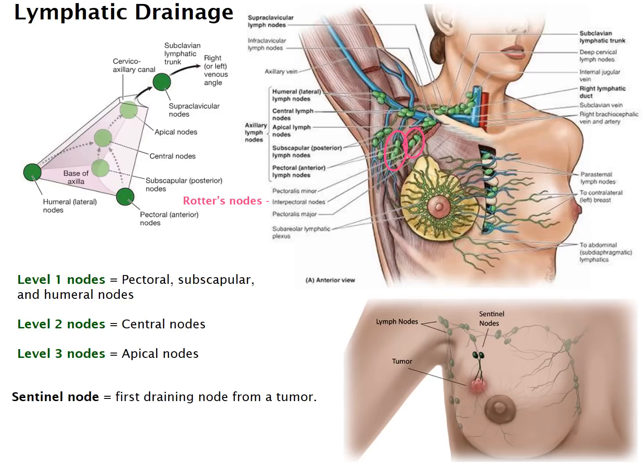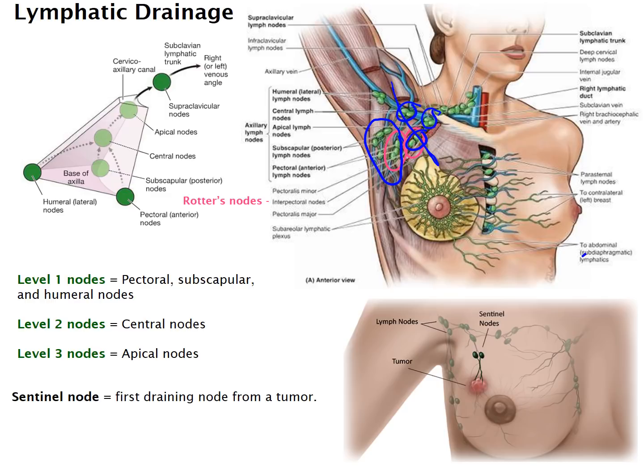Here's the border of the pec minor. So again, these nodes here would represent level 1 nodes. Level 2 nodes are deep to the pectoralis minor, and they would include both the central nodes as well as Rotter's nodes. Level 3 nodes are medial to the pectoralis minor, therefore they would include the apical nodes.